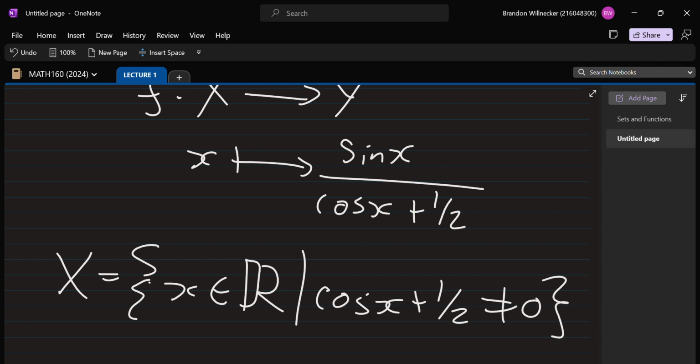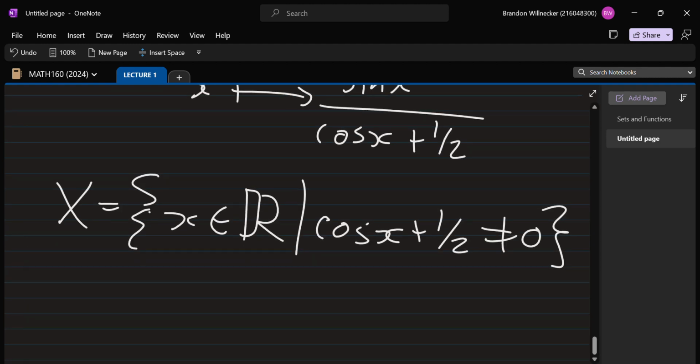Okay, that's perfectly fine. You can write it like that. But you're not going to get all of the marks because we can do a bit better. That cos x plus a half not equal to 0, it doesn't tell us exactly the x values. It's perfectly fine as a rule, but we want to know which x values we should include and which not. So let's do a little bit more work. Maybe we can get some bonus marks in the test if we do that.